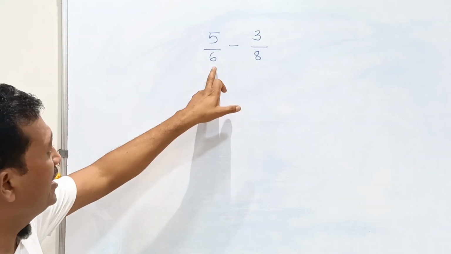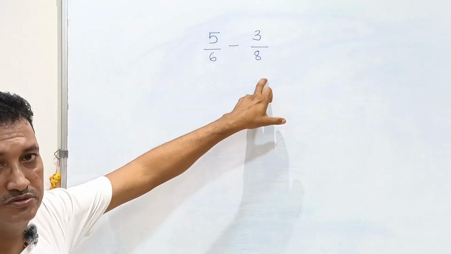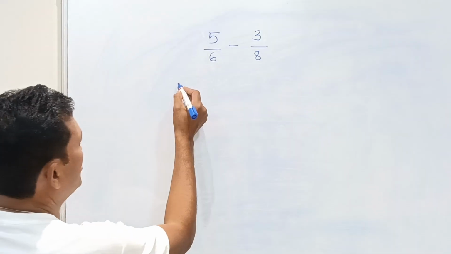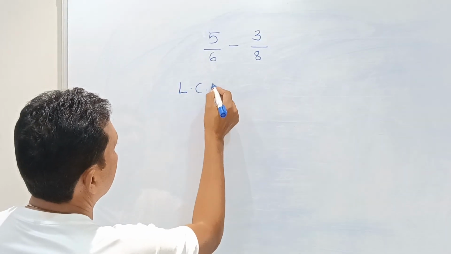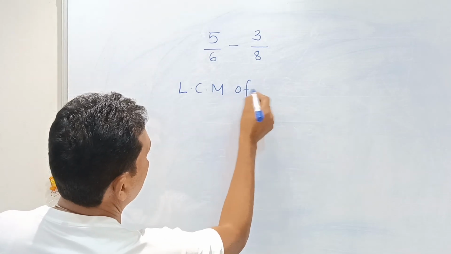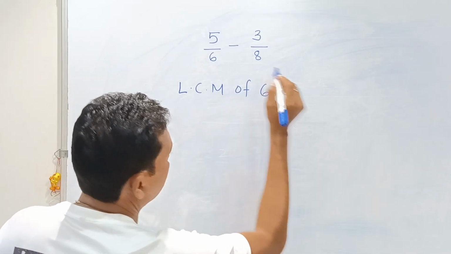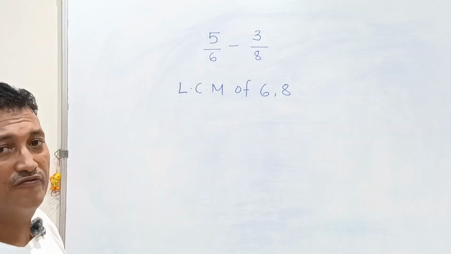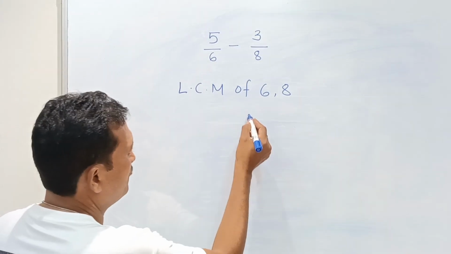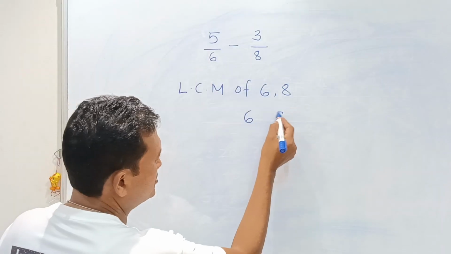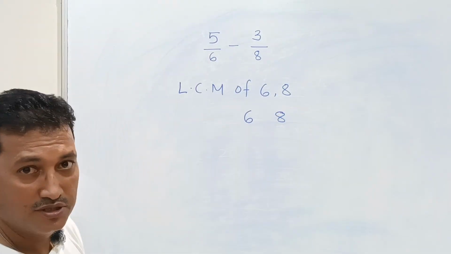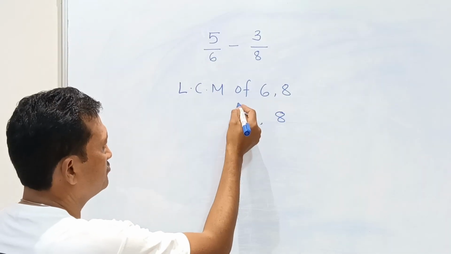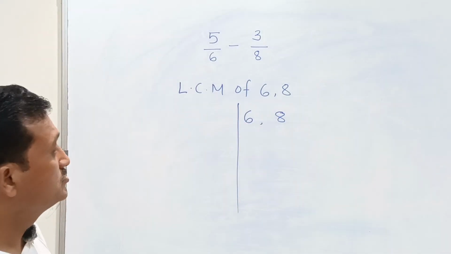For that we need to take the LCM of 6 and 8, the LCM of the denominators. Let's see how to find the LCM of 6 and 8. My first number is 6 and the second number is 8. Separate them with a comma. Take one vertical line beside these numbers.